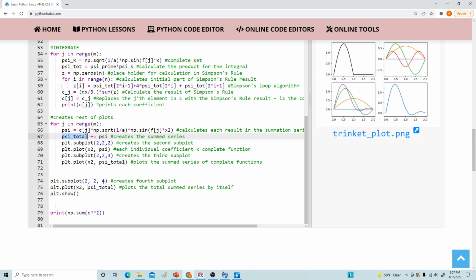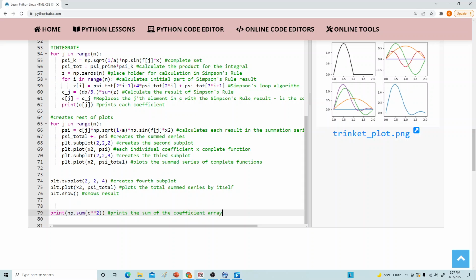And then this line of code shows the total result. And this last line of code prints the sum of the coefficient array. In this case, in quantum mechanics, I won't prove this here. Maybe I will in an upcoming video.